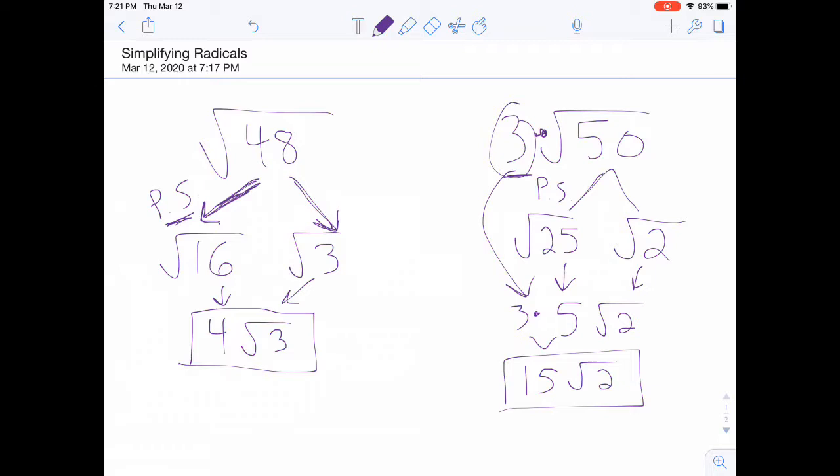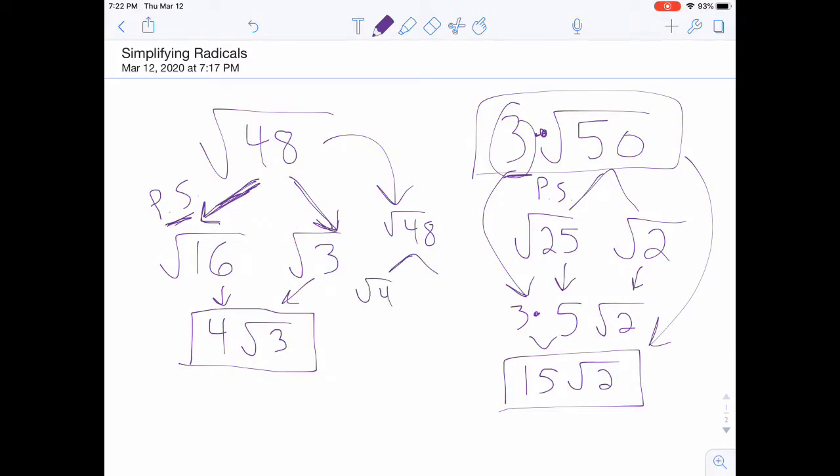One way to check my answer to make sure I simplified correctly, maybe not picking the biggest perfect square, is I can plug my original into my calculator, and then I could plug the final answer into the calculator. They should give me the same decimal. I do want to show you what happens if I were to take the square root of 48 and maybe not pick the biggest perfect square.